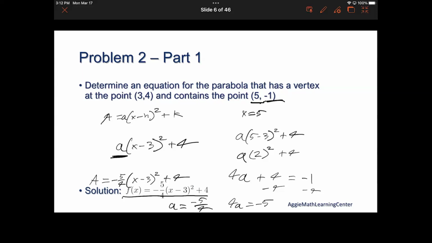This one's pretty straightforward. You can just start by plugging in the points of the vertex, 3, 4, and then you just solve for a. Nice and straightforward, that one is.